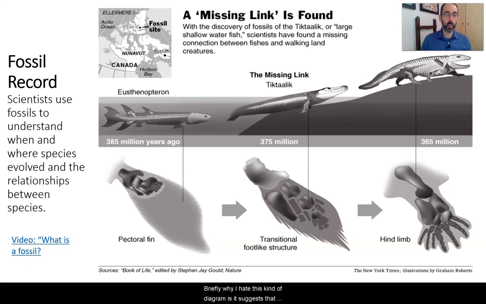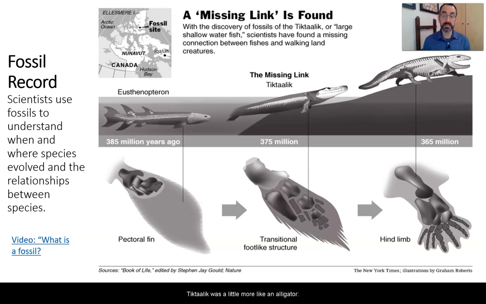Now, briefly, why I hate this kind of diagram is it suggests that there was a progression from fish that live in the water to Tiktaalik to Ichthyostega, that this was a progression of animals moving out of the water, of just venturing out. It's not really it. This is more to suggest the lifestyle. Eustheopteron was definitely a fish. It spent all of its time in the water.